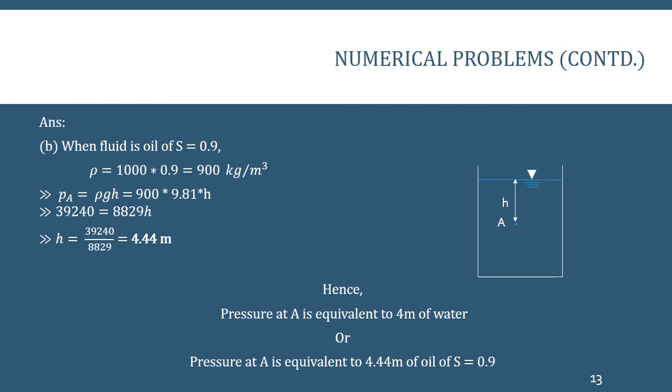So if it's given to you that it is 4 meters of water, you can convert and find out how much it is in Newton per meter squared. You just have to do rho into g into h, 1000 into 9.81 into 4. So you will get the pressure at A.